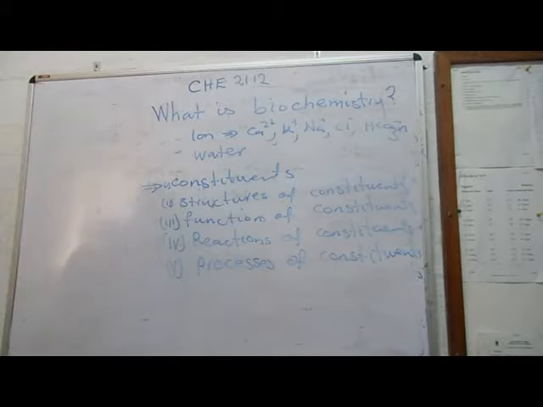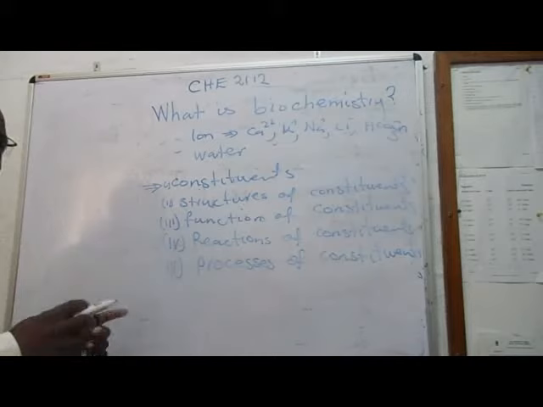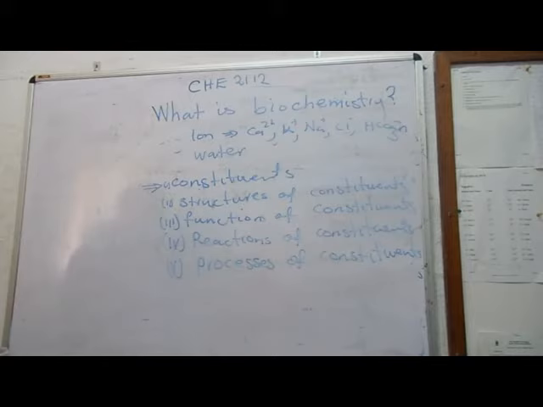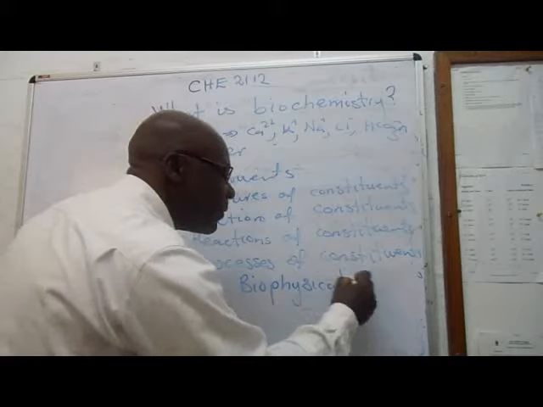So you can see that biochemistry is basically a science of the chemical basis of life. We seek to explain life at the level of the chemical constituents of the cell. I told you that we look at various topics. One of the topics that we will look at and that we'll start with is biophysical chemistry.